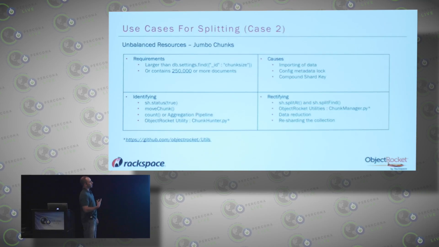To rectify this issue, you can use splitAt and splitFind, like I mentioned before. That's if you're only doing a few splits. In some cases, sharding existing data may only produce a couple.